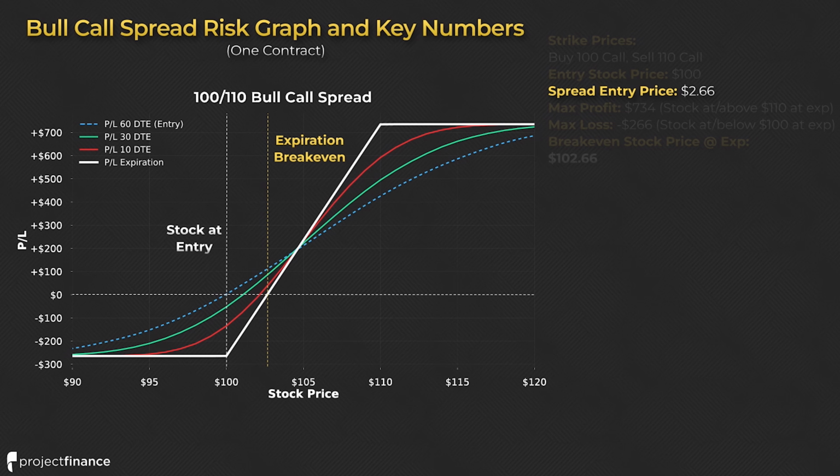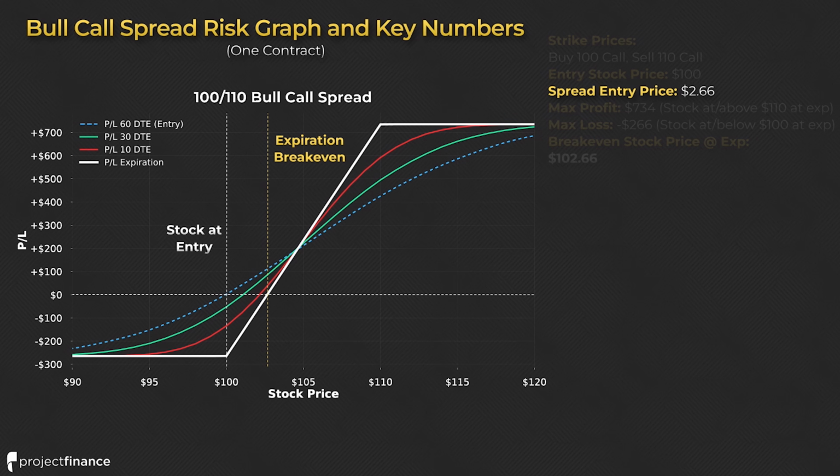As we can see from this blue dashed line, this is the P&L expectation of the spread at 60 days to expiration. So we can see that if the stock price is at 100 and I purchase this spread, if the stock price goes up, I will start to experience profits, and if the stock price goes down, I will start to experience losses. The solid white line is the P&L of this spread at expiration.